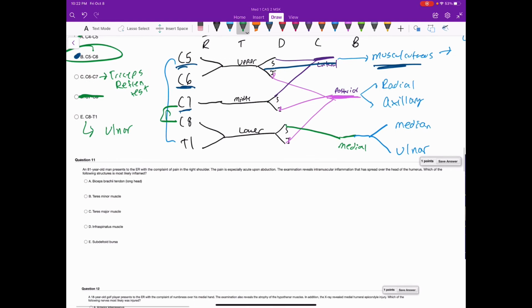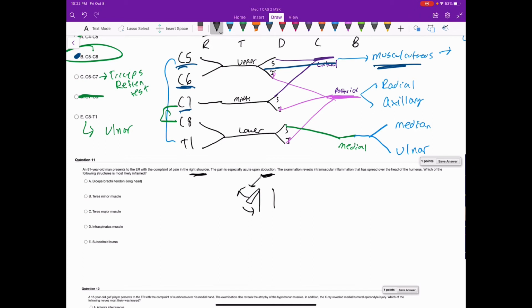Now, an 80-year-old man presents to the ER with a complaint of pain in the right shoulder. Okay, so something's wrong with his right shoulder. The pain is especially acute upon abduction. Okay, what is abduction? So if here's the body, right? Here's the arm. We're going away from the body. Adduction would be adding to the body, but we're going away, so we're abduction, this one.